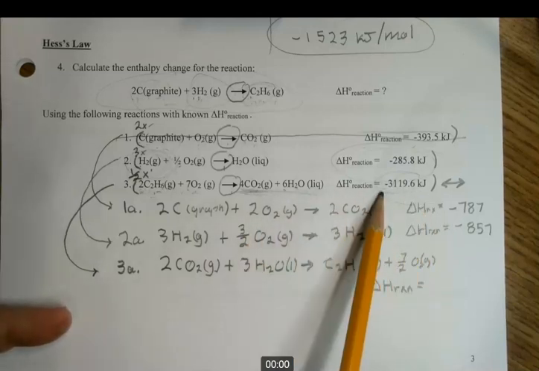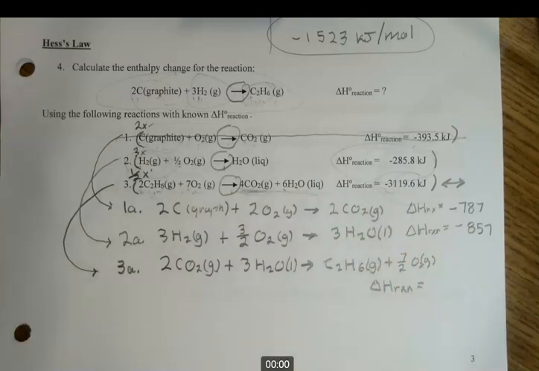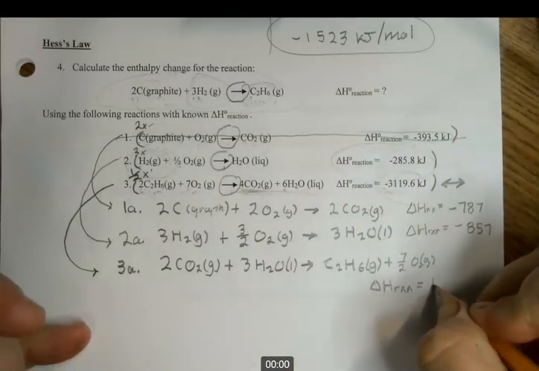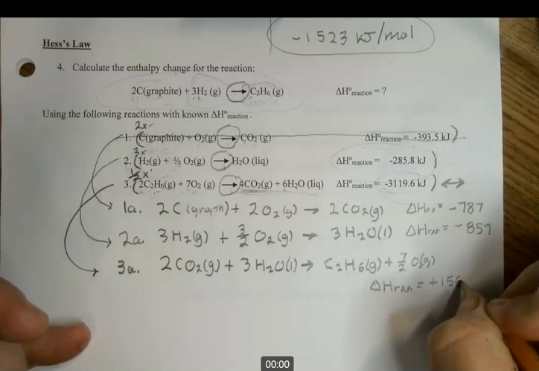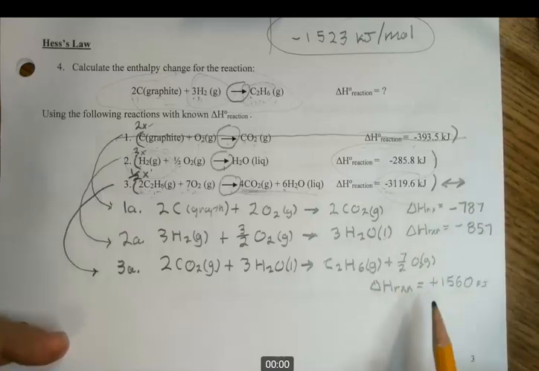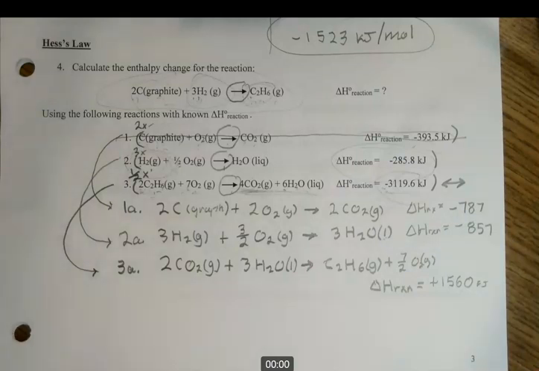That was reversing the equation. And now we're going to divide that by 2 or multiply by 1/2, or however you want to put that. And that's 1560, and it's a positive number. Okay, so now we're not quite ready to add or subtract these numbers yet. We've got to see if everything works out here.